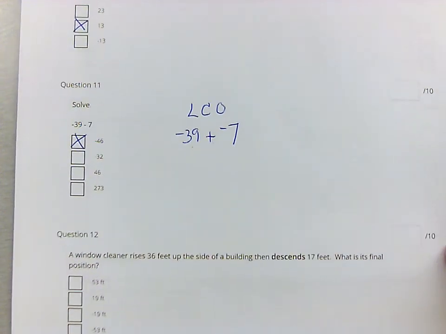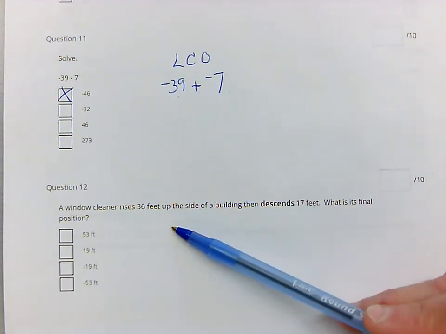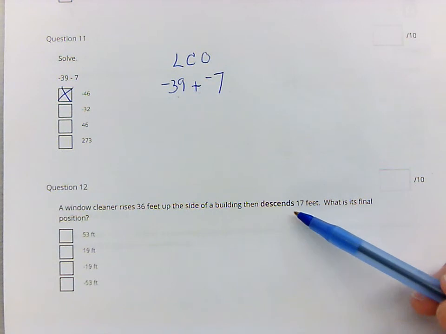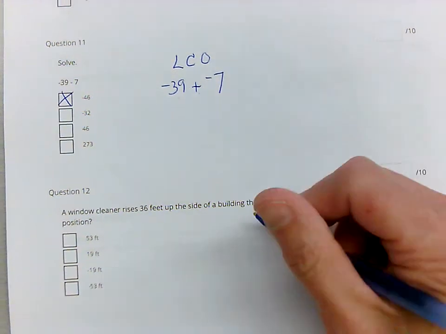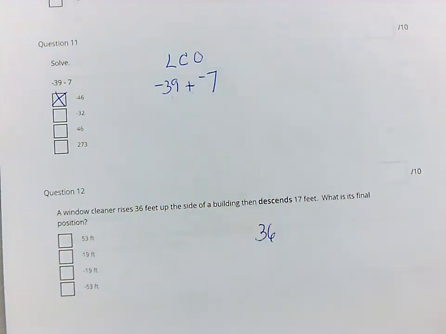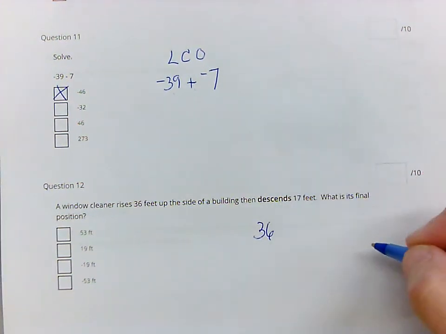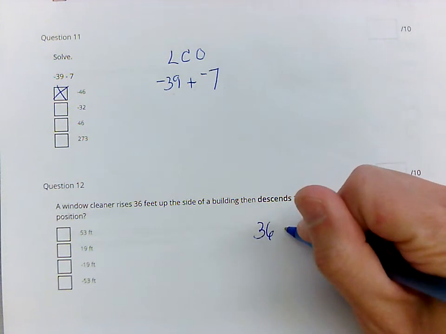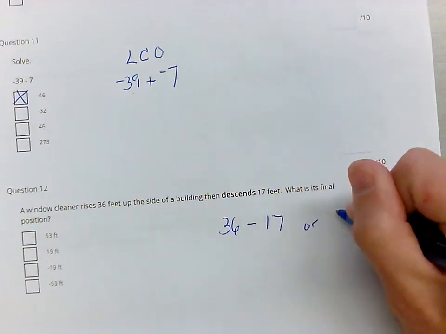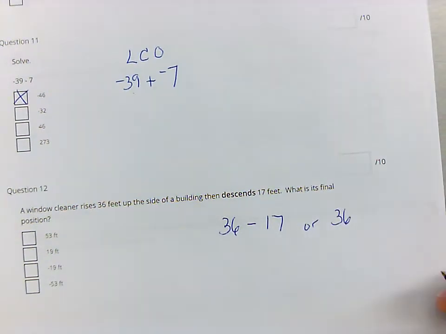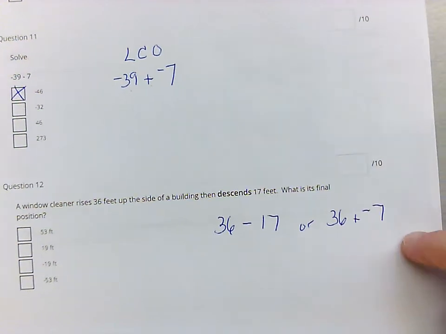Number 12. A window cleaner rises 36 feet up the side of a building and then descends 17 feet. What is the final position? Goes up 36 feet. That's a positive 36. Descends 17 feet means it goes down. So you can either subtract 17. This is one way to set it up. Or you can say, okay, going up 36 feet on the side of the building, but then descending 17 feet, that's a negative value. You can say plus -17.